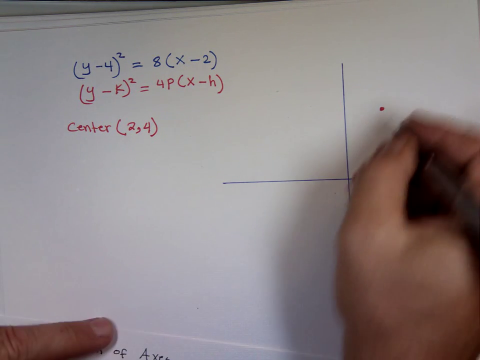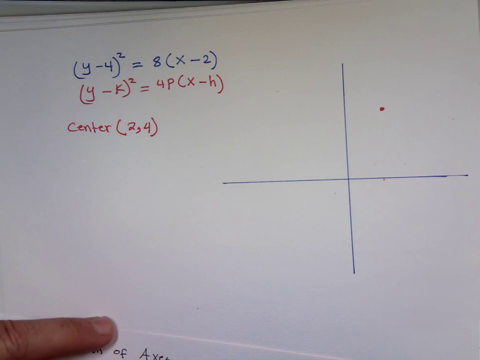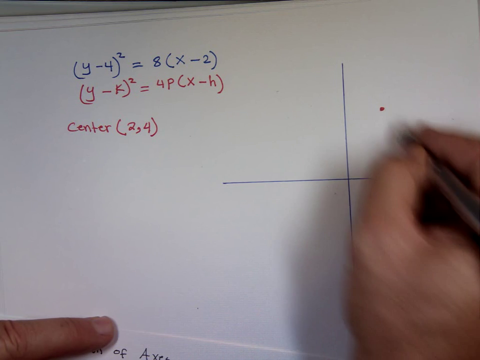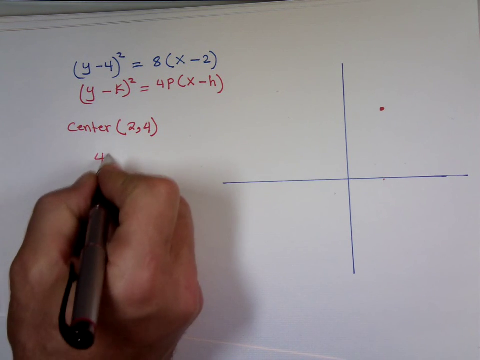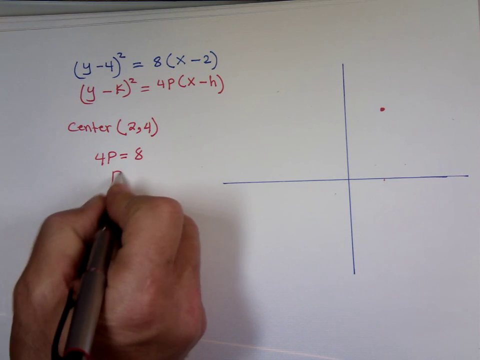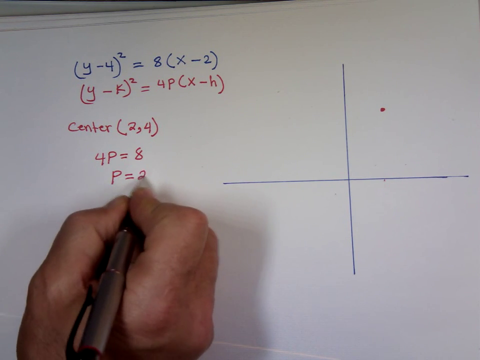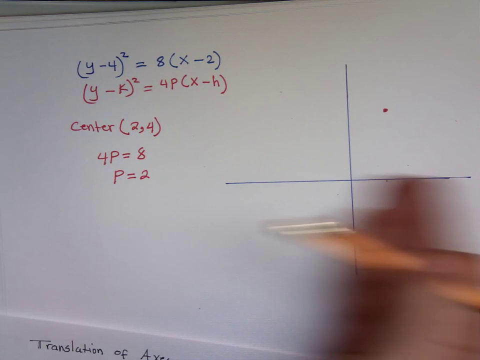So my graph is either going to be to the right like this or to the left going through that point. Is it to the right or to the left? That's where p comes in. 4p is equal to what? 8. p will have to be what? 2.